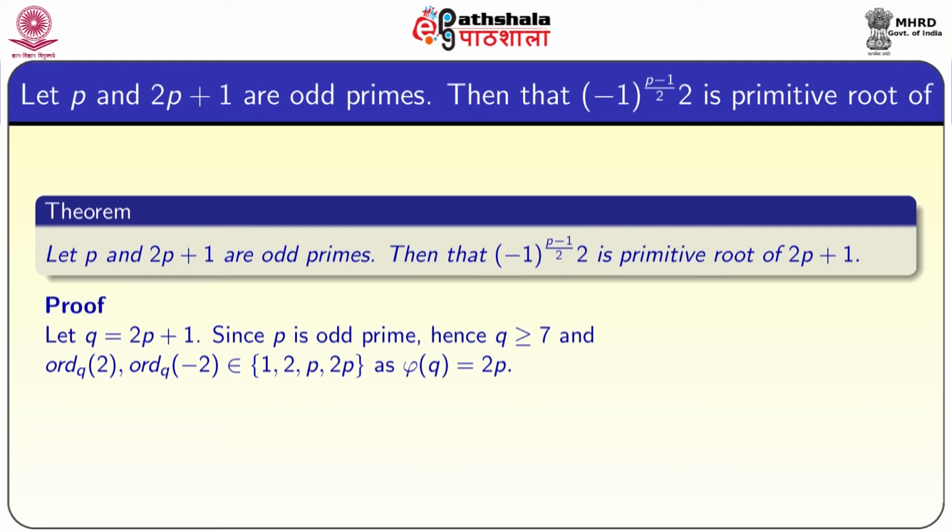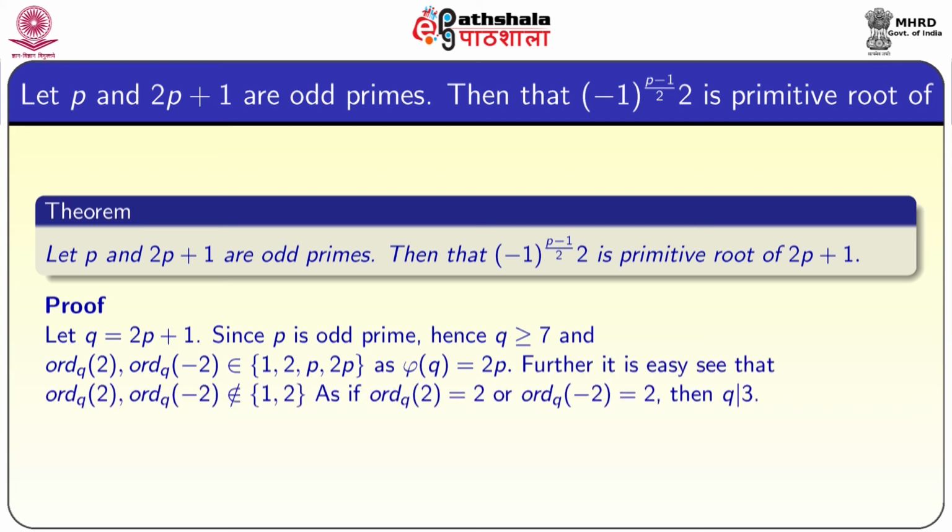Since p is an odd prime, obviously q is greater than or equal to 7, and the order of 2 and the order of minus 2 belong to 1 or 2 or p or 2p only, as phi of q is equal to 2p. So, the order of 2 or the order of minus 2 has to divide 2p. That is why these belong to 1 or 2 or p or 2p. Further, it is easy to see that the order of 2 modulo q or the order of minus 2 modulo q does not belong to {1, 2}. That means the orders are not going to be 1 or 2.